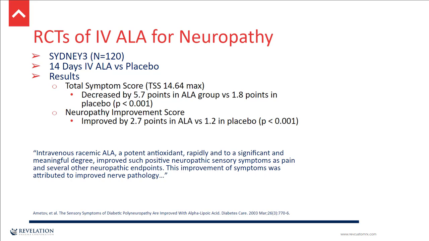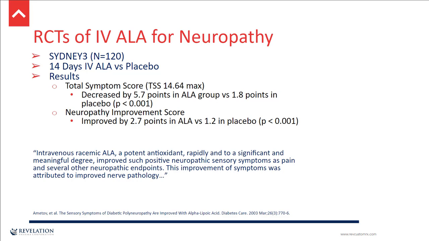Then we've got the Sydney 3 trial with 120 people, so 14 days of IV alpha lipoic acid versus placebo. In this one, they used a different type of measurement for total symptom score, but you can see it still decreased by 5.7 points out of the 14.6 max in the alpha lipoic acid group versus only 1.8 points in the placebo. So a very significant p-value. And then the neuropathy improvement score improved by 2.7 versus 1.2. So well over double, again with a very significant p-score between the two groups.